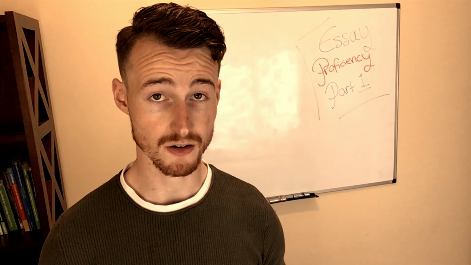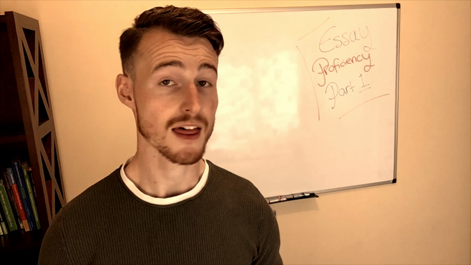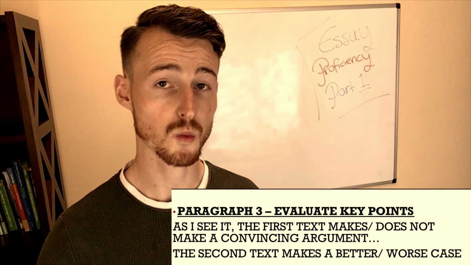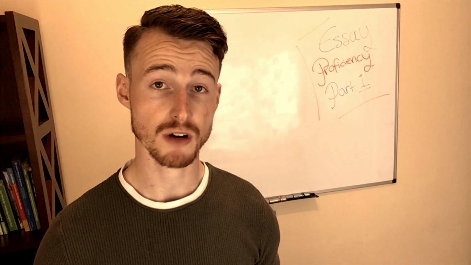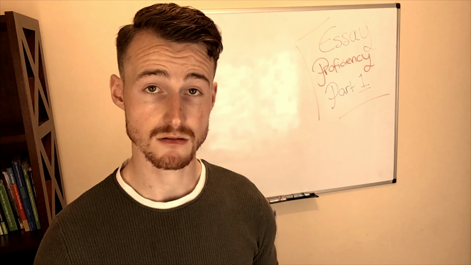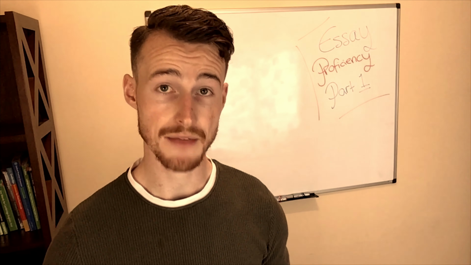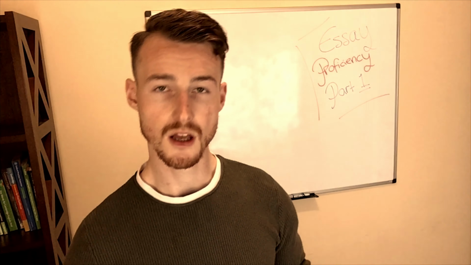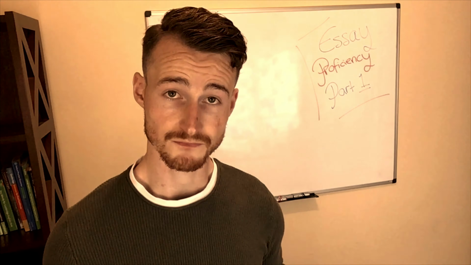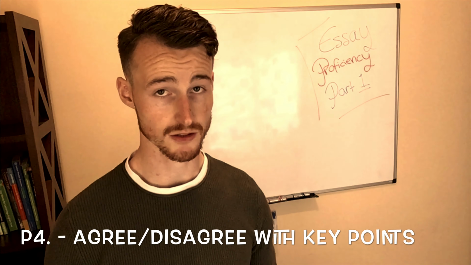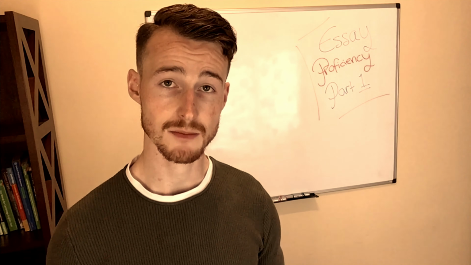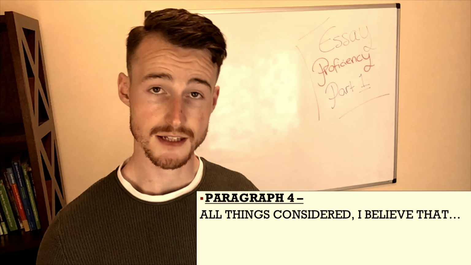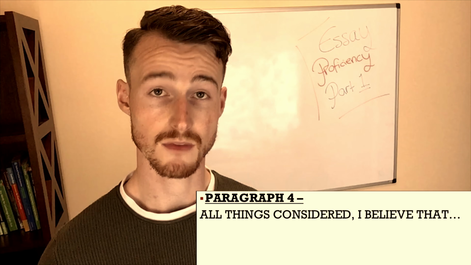Now in the same paragraph you could write something like, the second text makes a better or worse case. And here you could write something like, we could or we could not, and then you give your own idea in relation to the second text. And then paragraph 4. This is where we should agree or disagree with the key points. You could start by saying something like, all things considered, I believe that.